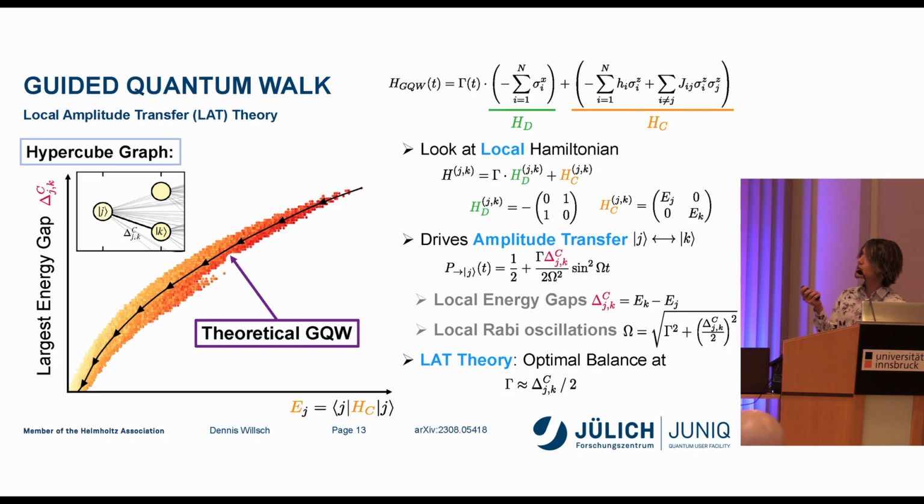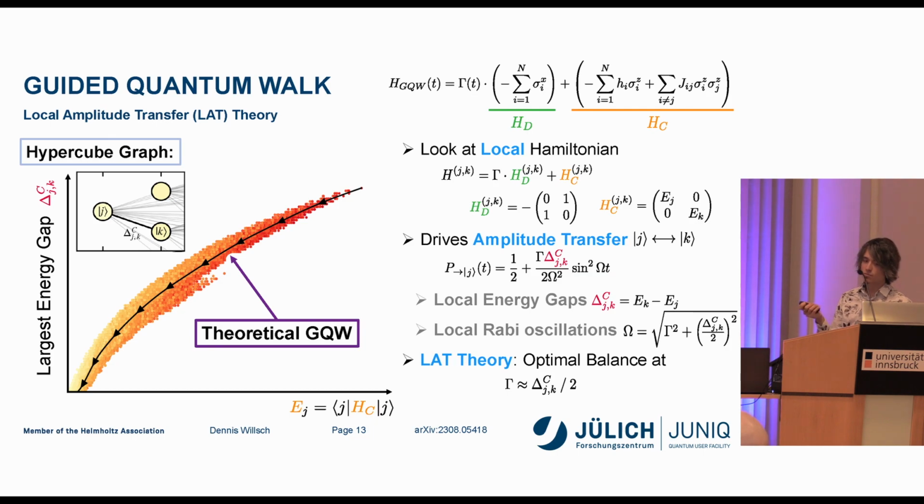So let's look locally at what this Hamiltonian does to only a subset of two computational basis states in this graph. So we take a look at the local Hamiltonian between two basis states J and K with Hamming distance 1. And then the Hamiltonian induces transitions between these states. So the driver Hamiltonian on this subspace will just be sigma x, of course. And the cost Hamiltonian is only the two energies of the states. And then the time evolution under this Hamiltonian is an amplitude transfer between these two states. And this takes the following form.